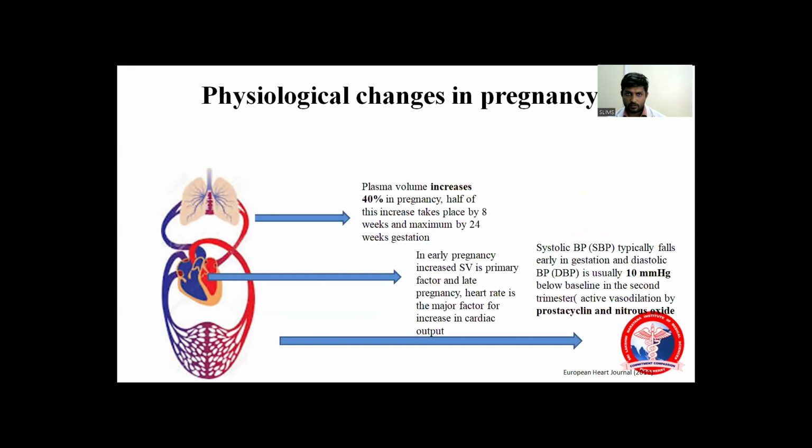As we discussed, physiological changes in pregnancy: plasma volume increases by 40% in pregnancy. Half of this takes place by 4 weeks, and the rest by 20 weeks of gestation. So in early pregnancy, there is a decrease in systemic vascular resistance and an increase in heart rate, which is responsible for the increase in cardiac output.